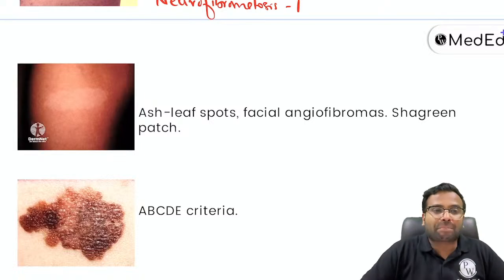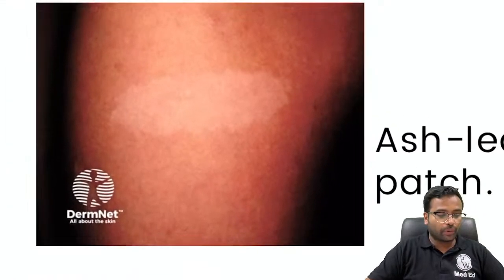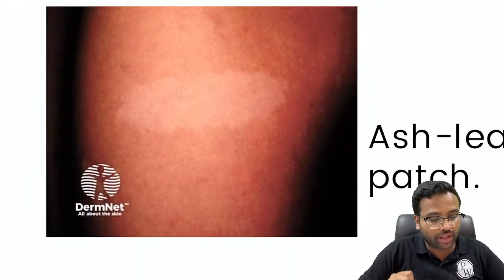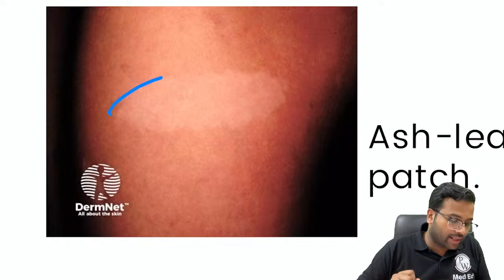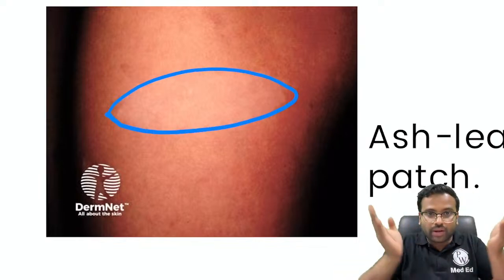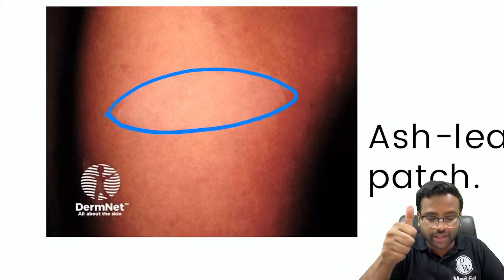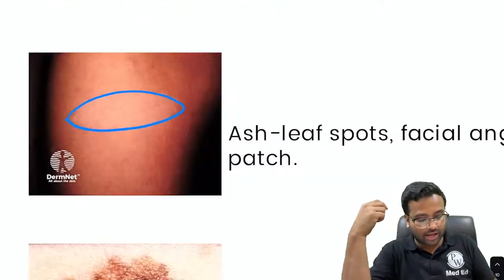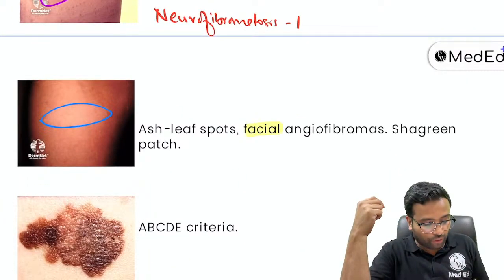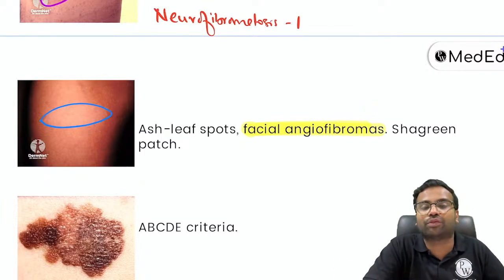Next one is, you can see ash leaf spots, facial angiofibromas, and a shagreen patch. I'll just zoom this image for you. There are 3 clues along with this image. So this one, you can see that there is a lesion with a tapering edge, isn't it? That is why we call it an ash leaf macule. In the face, there is facial angiofibroma, very, very pathognomonic. So you see facial angiofibroma, very characteristic for this disease.